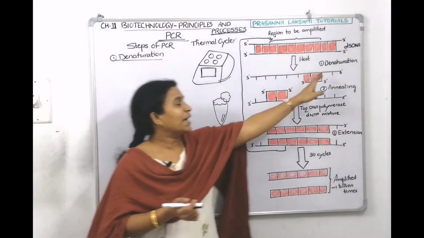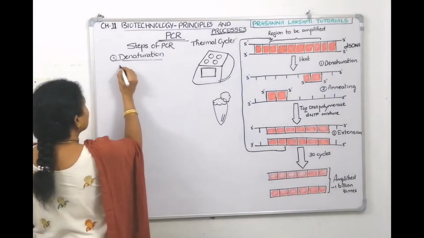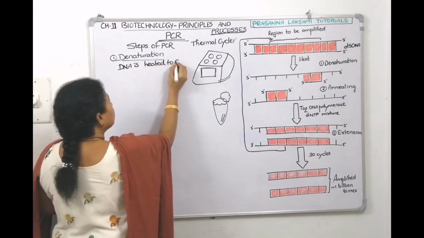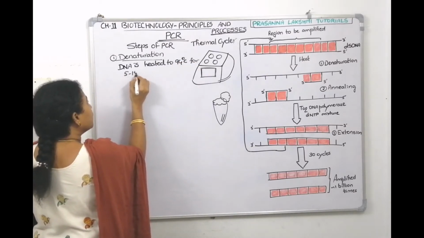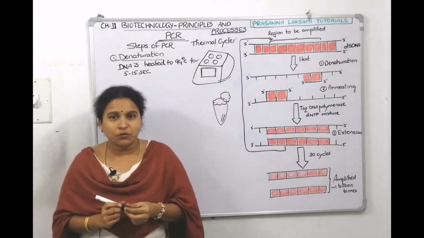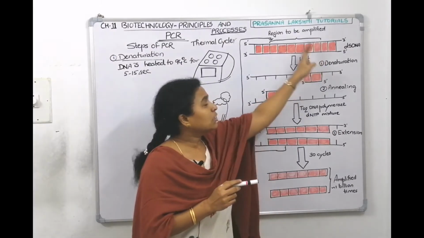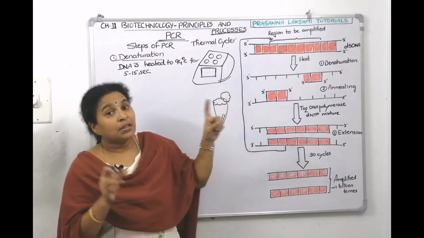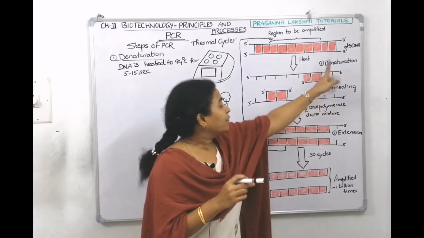The first step is called denaturation. What are you doing in denaturation? You are heating the DNA. The DNA is heated to 94 degrees centigrade for 5 to 15 seconds. When you heat it, what happens? The hydrogen bonds between both the strands of DNA will break. The double stranded DNA becomes single stranded DNA. The bases are exposed after denaturation.